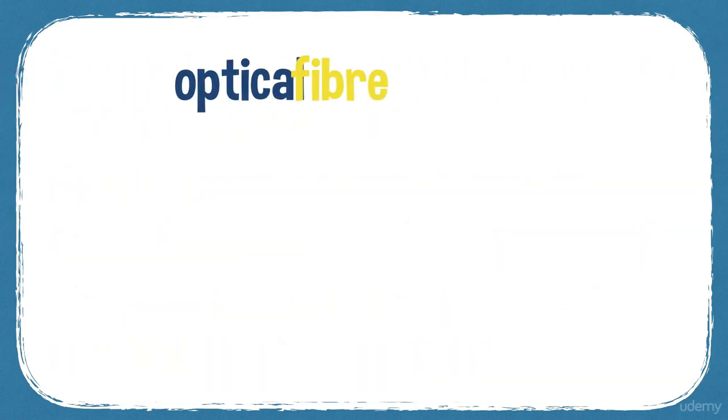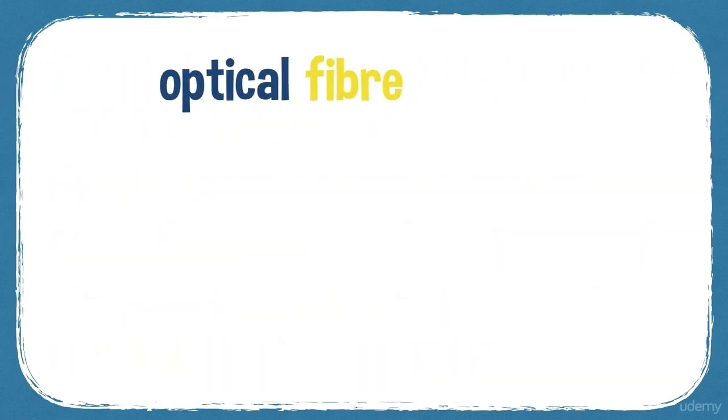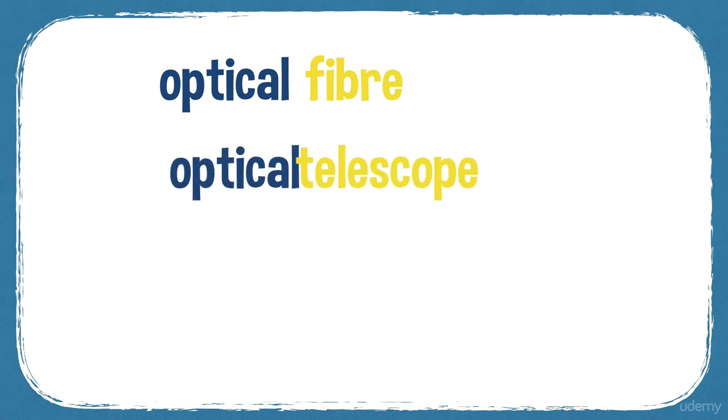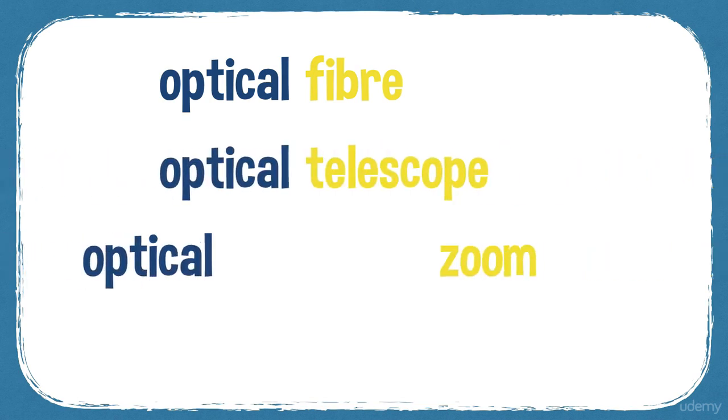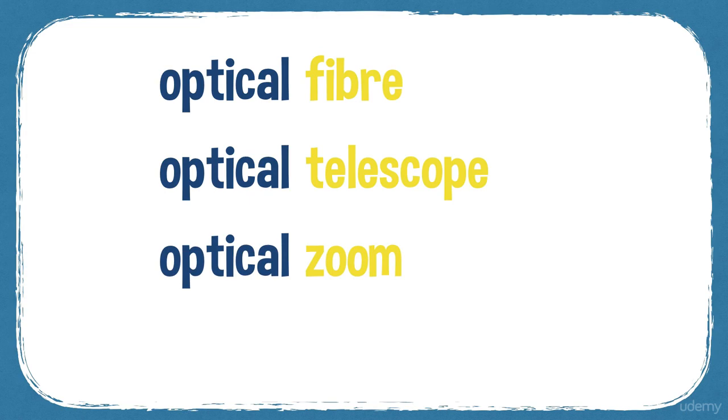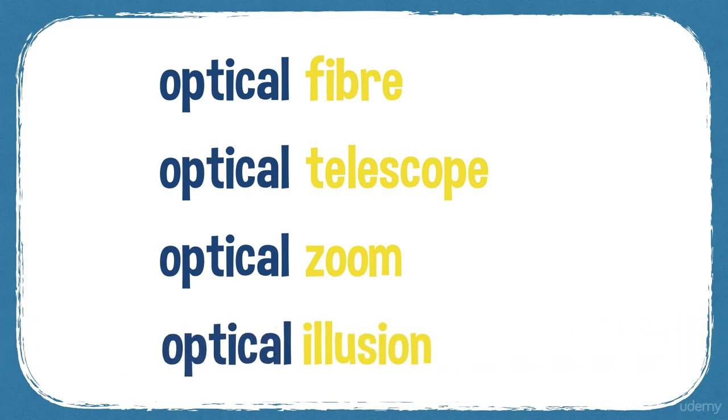So we talk about optical fibre. A lot of the internet works through optical fibres. So using light pulses of light to send data through optical fibers on the internet. You can have an optical telescope. Lots of cameras today have an optical zoom and an optical illusion as well.